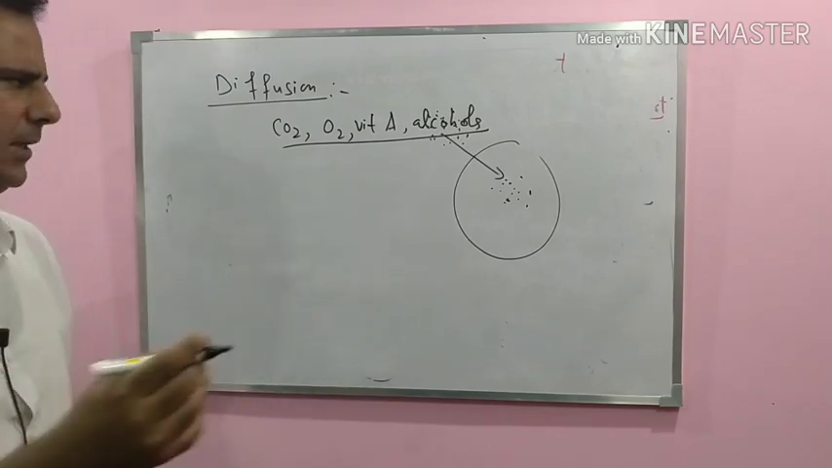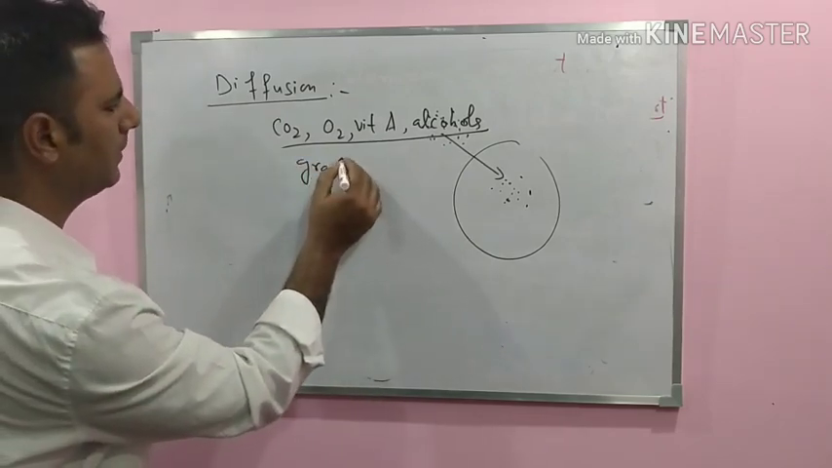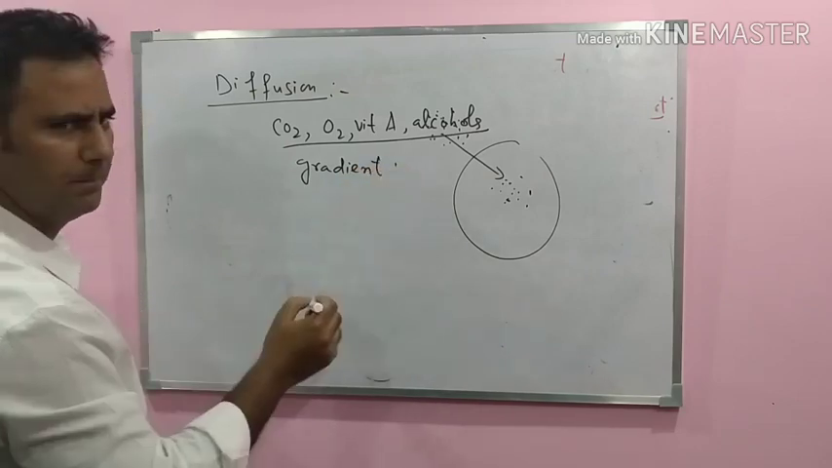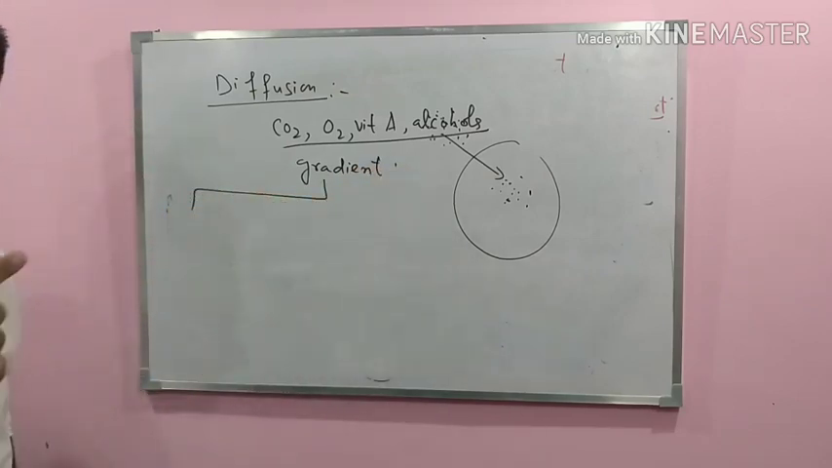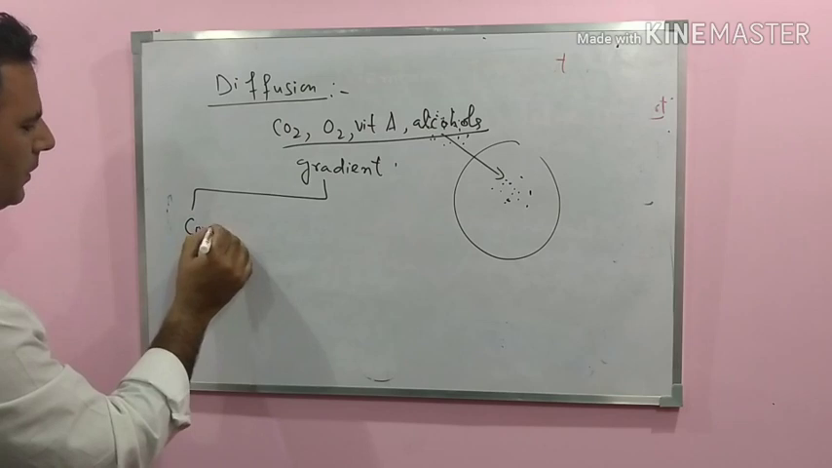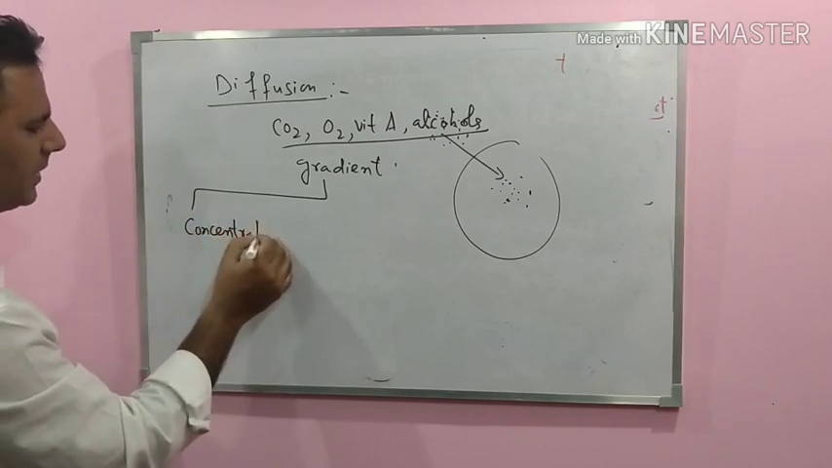When we say gradient, this gradient is a broad term. We have three types of gradients. One is the simple one, which we call the concentration gradient.